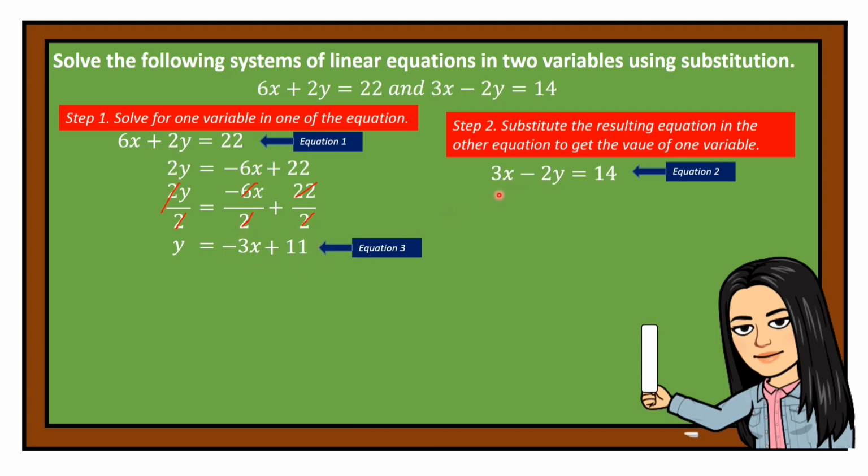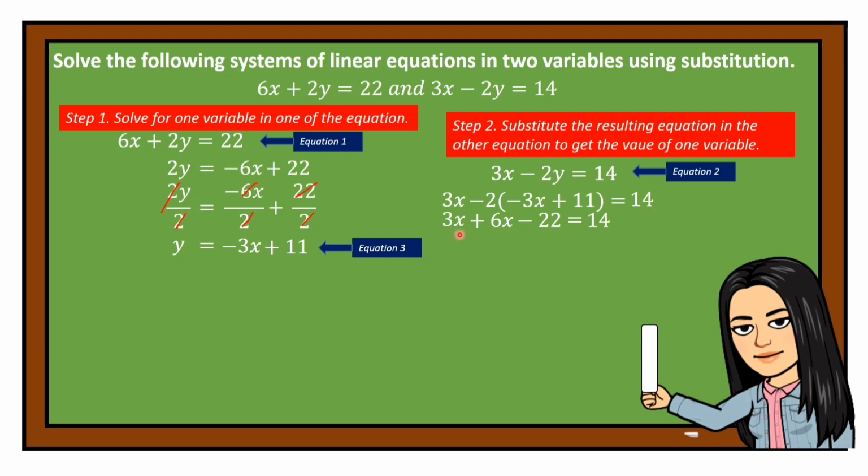Okay? So, let us copy 3x minus 2. So, dito yung galing sa ating original equation, number 2. So, 3x minus 2, and then y will be substituted by negative 3x plus 11. So, dito siya nanggaling sa ating step 1. Copy equals 14. Let us solve. So, we have here 3x. Negative 2 times negative 3x is equal to positive 6x. Negative 2 times positive 11 is equal to negative 22. And then copy equals 14.